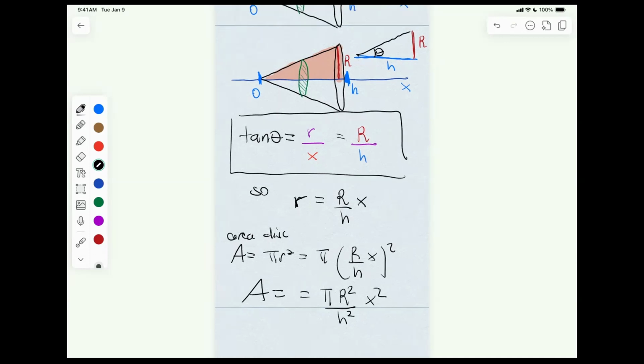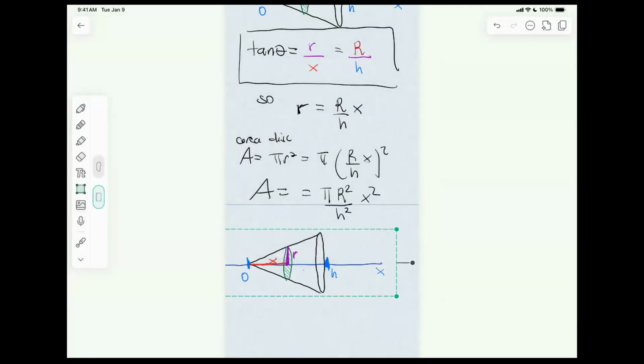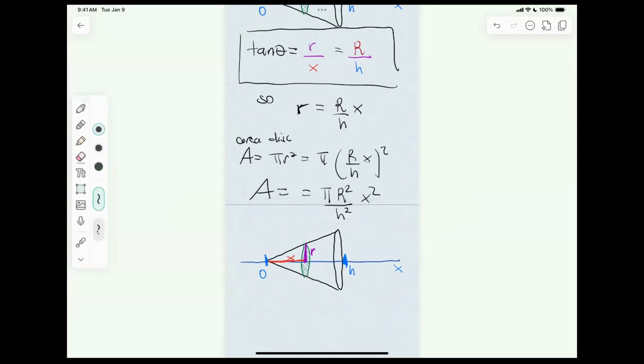Again, I think I can do the picture here if you want. Ah, I still had the picture. So what we just found is that this disk has this area, but the cool thing is that it is in terms of x, not the radius of the disk. Does that make sense?